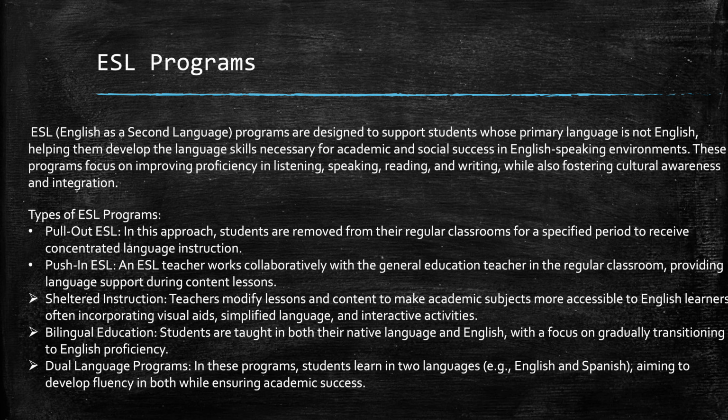But this program also comes with sheltered instruction, where teachers modify lessons and content to make academic subjects more accessible to English learners, often incorporating visual aids, simplified language, and interactive activities. Bilingual education, students are taught both their native language and English, with a focus on gradually transitioning to English proficiency.